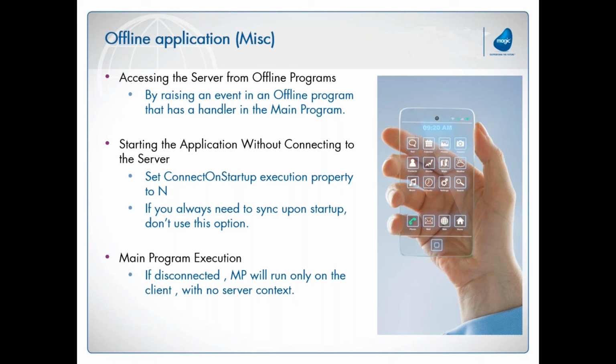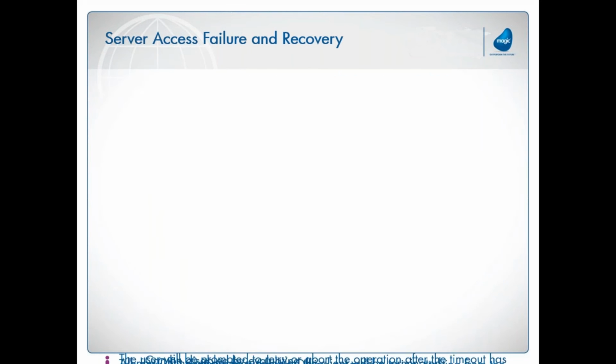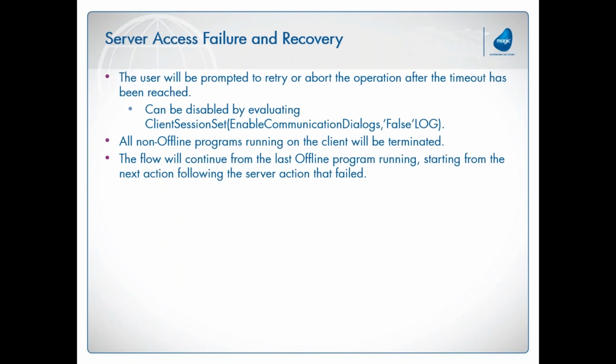If there is no connection on startup, either by this flag that I've mentioned or because the server is not available, then the main program will be executed only on the client side, and there will be no context open on the server. Once you try to access the server, if it is available, then the main program will be copied there, and the context will be opened on the server. And from that moment, there is actually server access.